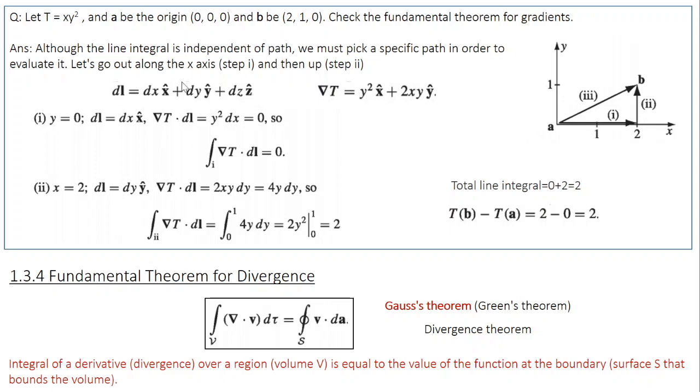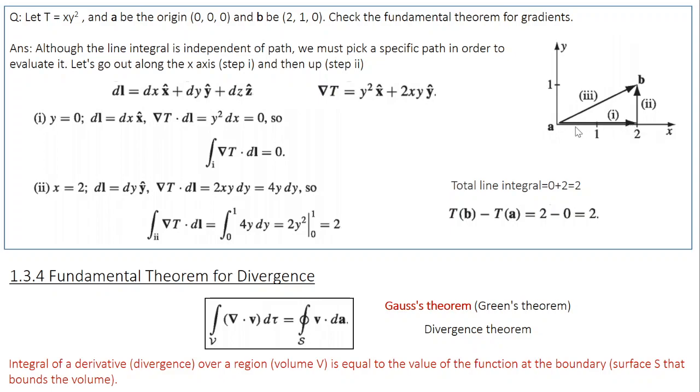Now the displacement vector in the Cartesian coordinate system, you can write the general expression as dx x cap plus dy y cap plus dz z cap. Since we are talking about the xy plane, you don't have to bother about the z component. Similarly, the gradient of T is dou T by dou x x cap plus dou T by dou y y cap plus dou T by dou z z cap. So if you substitute for T, you will get gradient of T equal to y squared x cap plus 2xy y cap.